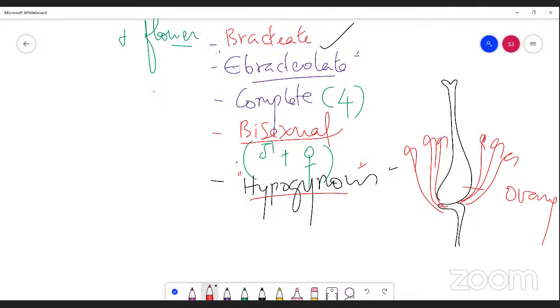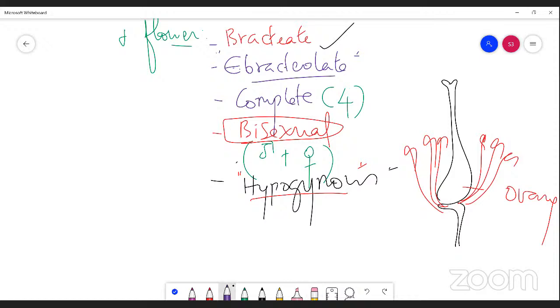Then could you tell me what you mean by bisexual flower? Bisexual means both male and female parts are present, that is, the stamens or androecium and the gynoecium are found in the flower. That is called a bisexual flower. Flowers are divided into two types, bisexual and unisexual. A unisexual flower has only one reproductive organ, either male or female, either androecium or gynoecium. Whereas bisexual means the presence of both androecium and gynoecium, so that is called a bisexual flower, right?